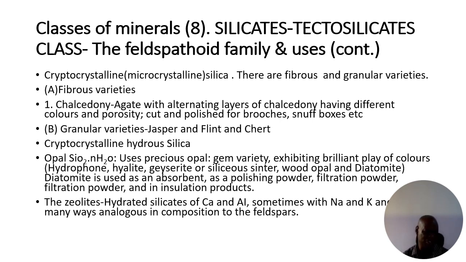For the fibrous variety, we have chalcedony and agate, with alternating layers of chalcedony having different colors and porosity, cut and polished for bronzes, snuff boxes. Granular varieties like jasper, flint, and chert are also useful. They are used for precious opal, a gem variety exhibiting a brilliant play of colors, hyalite, hydrogen silica, wood opal, and diatomite. Diatomite is used as an absorbent and as a polishing powder, filtration powder, and insulation powder. The zeolites are hydrated silicates of calcium, sometimes sodium.